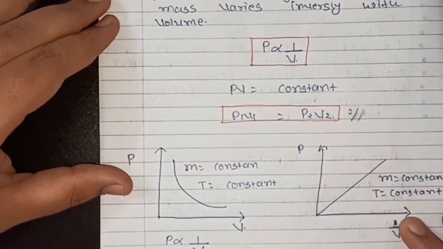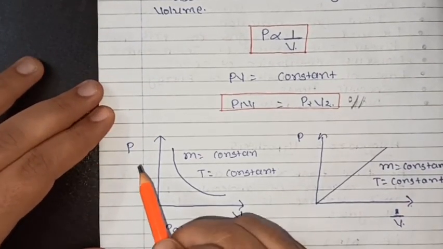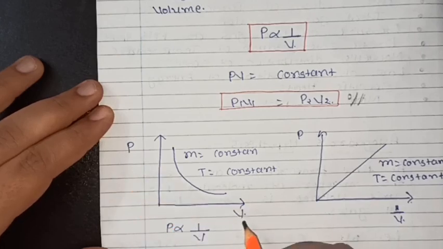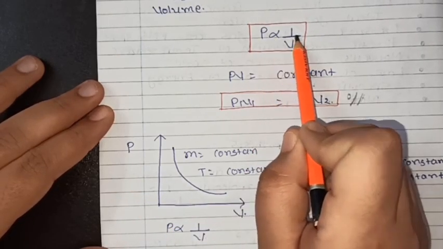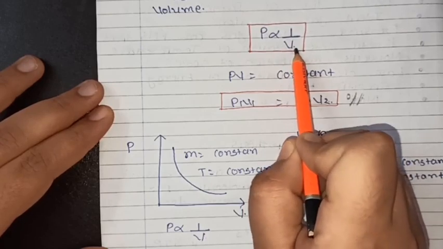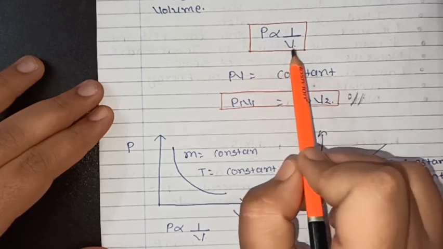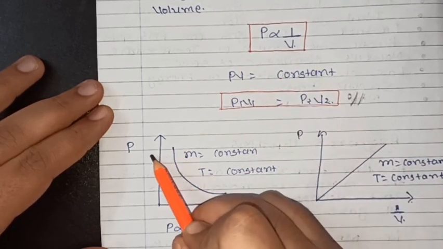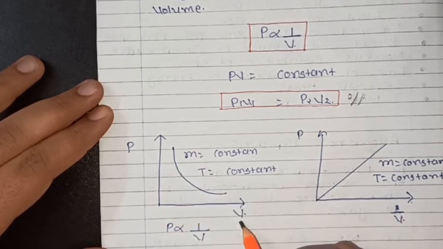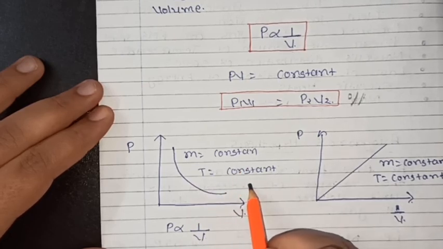Here for Boyle's law, if we draw a graph, first we are drawing a graph of pressure versus volume. Here it is given that pressure is inversely proportional to volume. Whenever two quantities are inversely proportional, their graph will be a hyperbola. So the graph of pressure and volume for Boyle's law will be a hyperbola. In this case, mass is constant and temperature is constant.